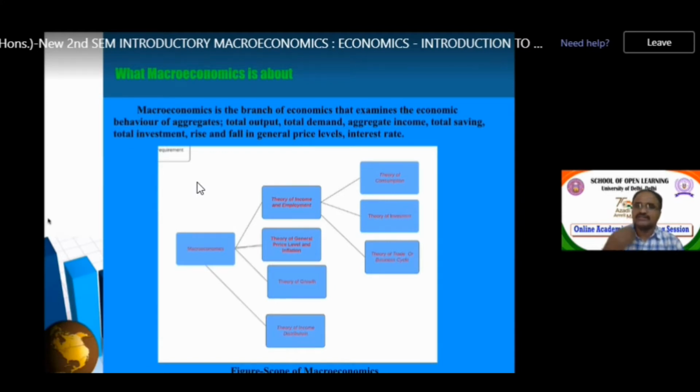So generally, what is the scope of macroeconomics which we are studying here? The theories and basic concepts are the theory of income and employment. Within that, there are subtopics which we are supposed to discuss: the theory of consumption, the theory of investment, the theory of trade and business cycles, the theory of the general price level and inflation, the theory of growth, and the theory of income distribution. These are all the macroeconomic theories and concepts here.